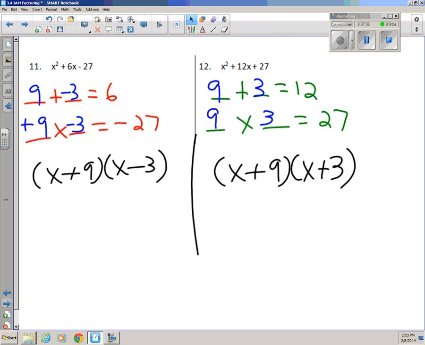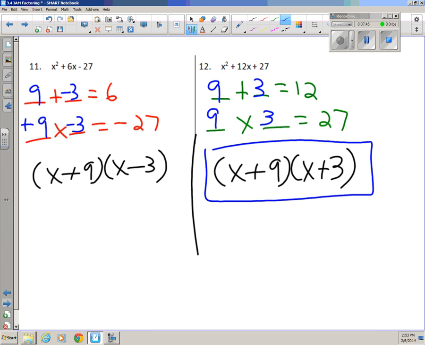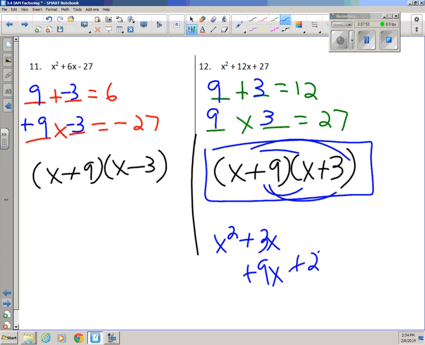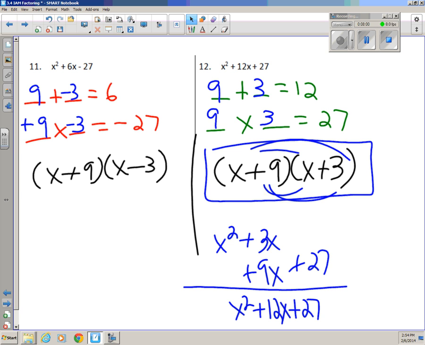Remember, any one of these can be checked by multiplying back out. We haven't done that yet, but I'll show you a quick one. So if I wanted to check this final answer, all I'd have to do is multiply, and I'd say, okay, x times x is x squared, x times 3 is 3x, 9 times x is 9x, 9 times 3 is 27, x squared plus 12x plus 27. So you should be able to multiply your answers back and know whether or not you are correct, because your multiplied back answer should be the problem that you started out with.